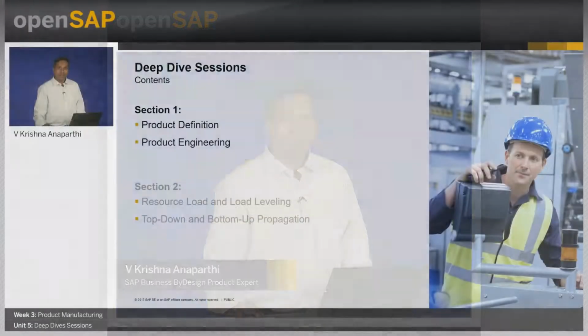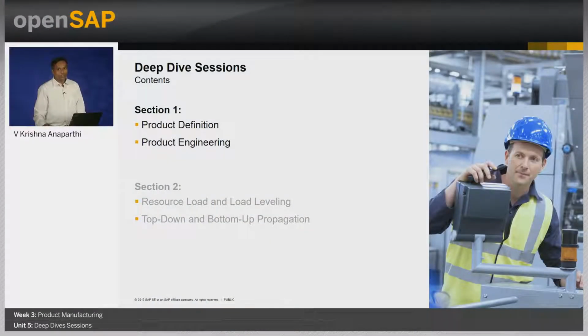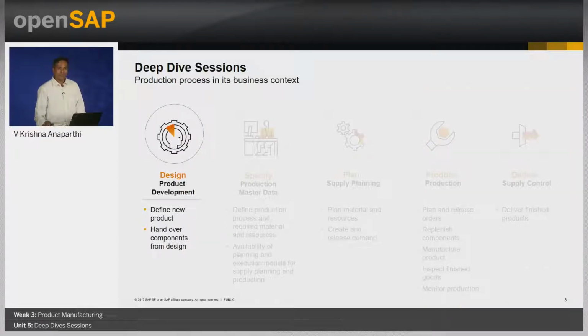Let's continue with the learning of product manufacturing capabilities of SAP Business ByDesign. In this unit, we will primarily take a deep dive into two sections. First one being product definition and product engineering, second one being resource load leveling. Let's start with section 1. To put things in perspective, from the standpoint of production process business flow, we will be discussing the function design.